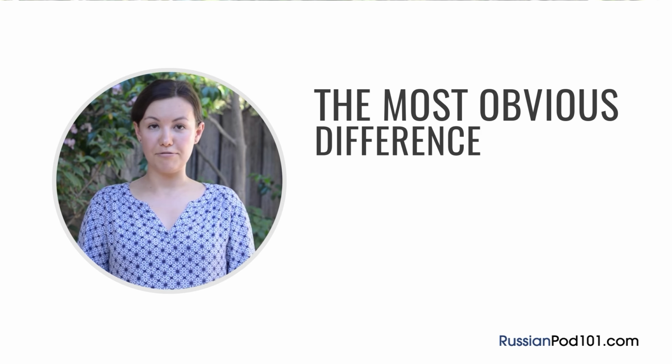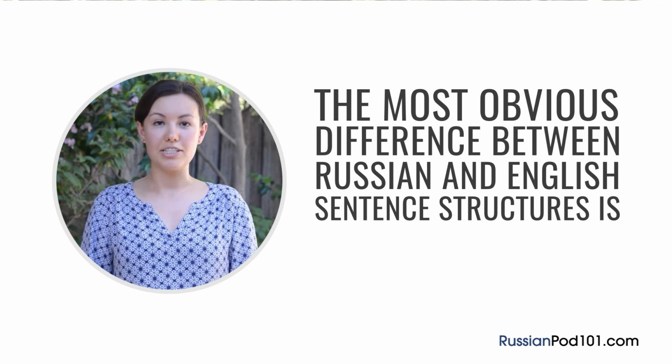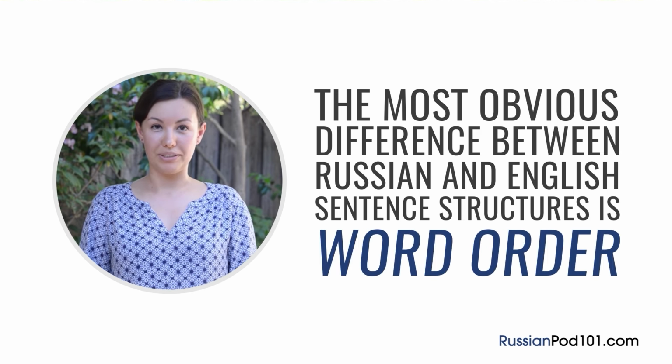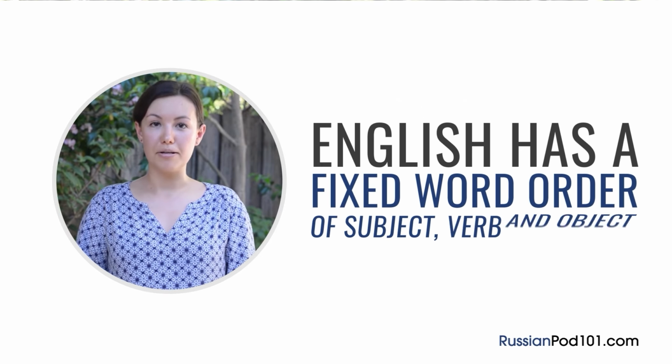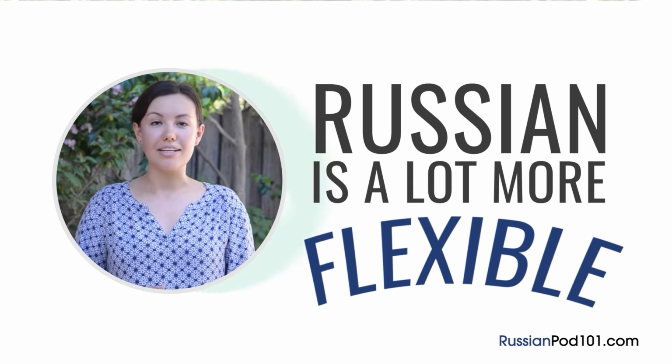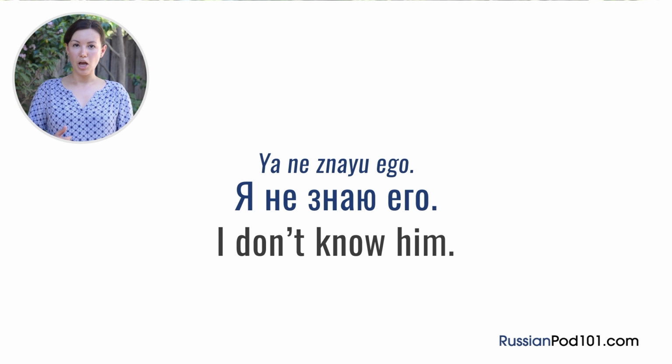The question for today is, what are the differences between Russian and English sentence structures? The most obvious difference between Russian and English sentence structure is word order. English has a fixed order of subject, verb, and object. Russian is a lot more flexible. In Russian, you can place an object both before and after the verb.